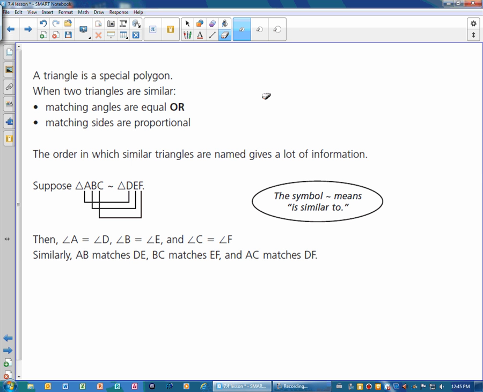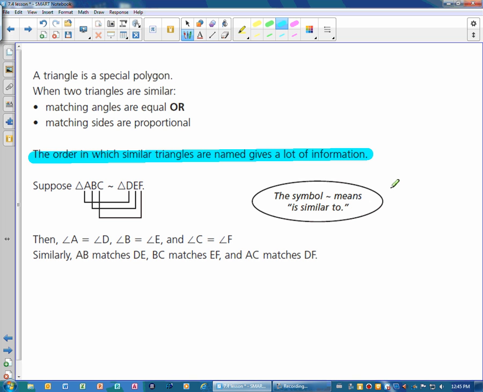And remember that when triangles are similar, we're going to have equal matching angles and matching sides that are proportional. We talked about this in class quite a bit, that the order in which similar triangles are named gives a lot of information, okay? So this particular example says that suppose triangle ABC is similar to triangle DEF. The way they're ordered lets us know which angles are equal. So A matches up with D, B matches up with E, and C matches up with F. That's not an accident that they're in that order, it's on purpose.